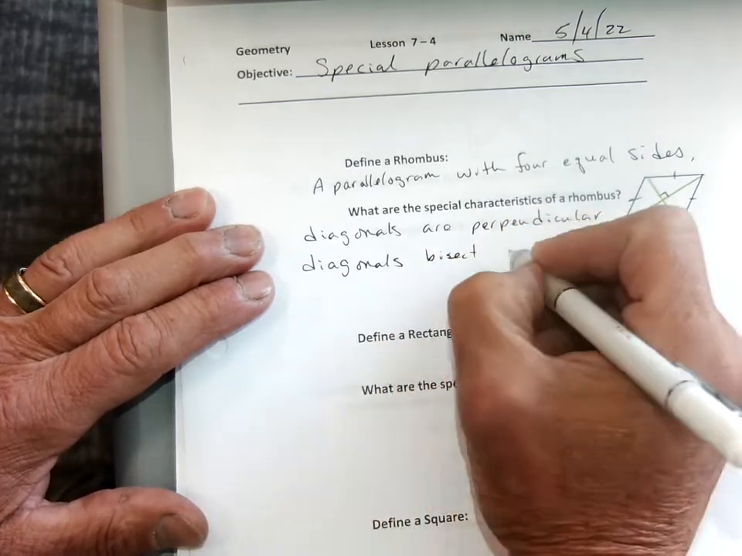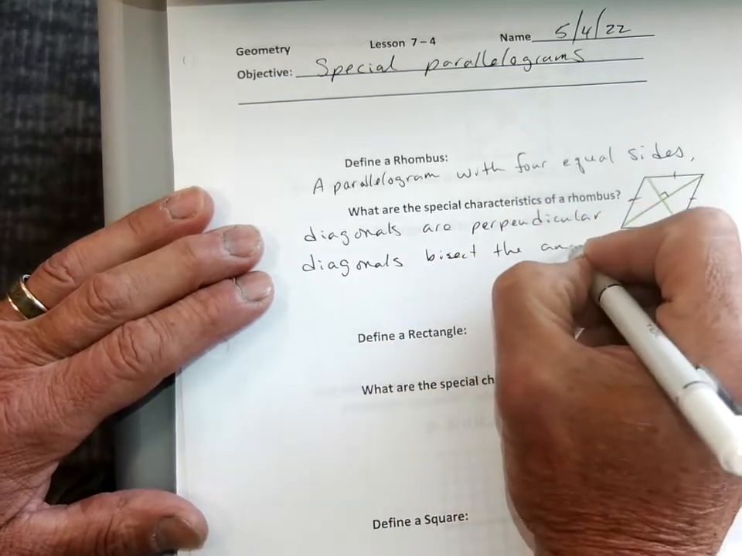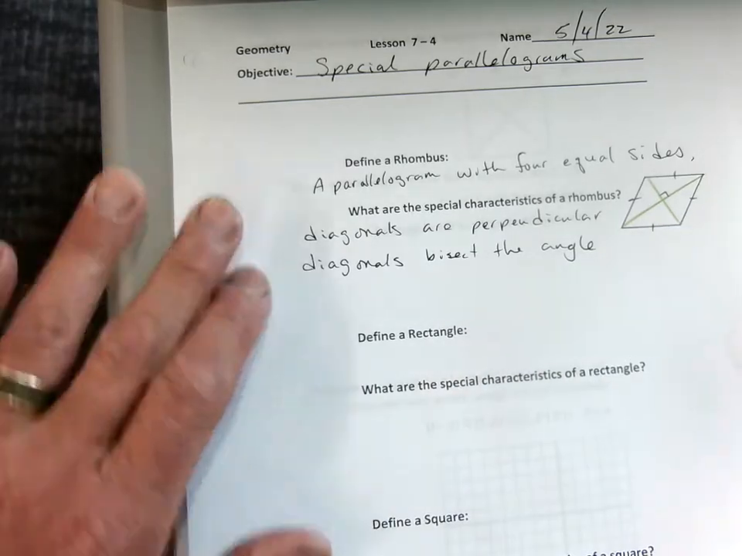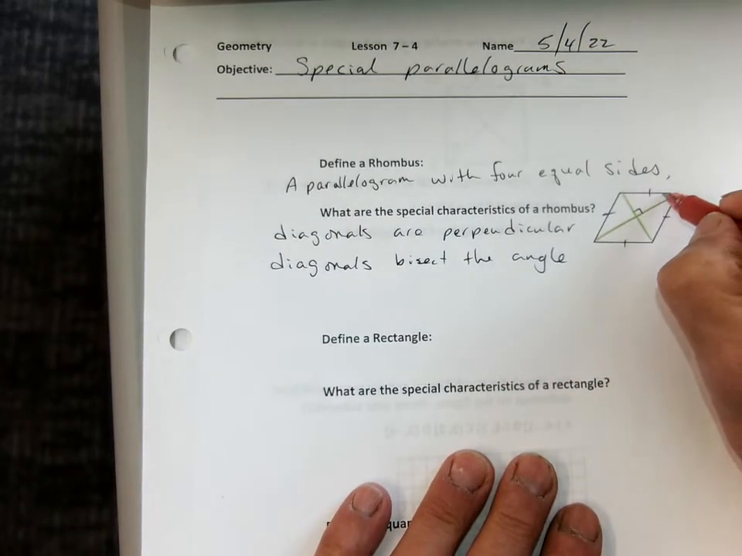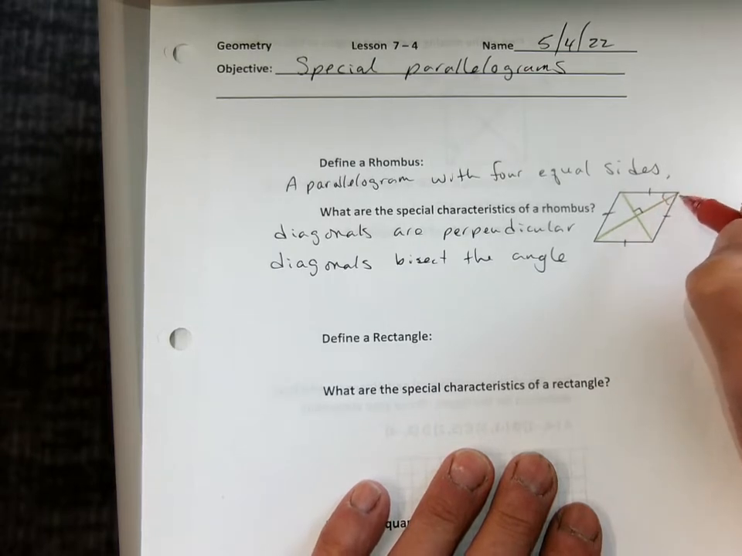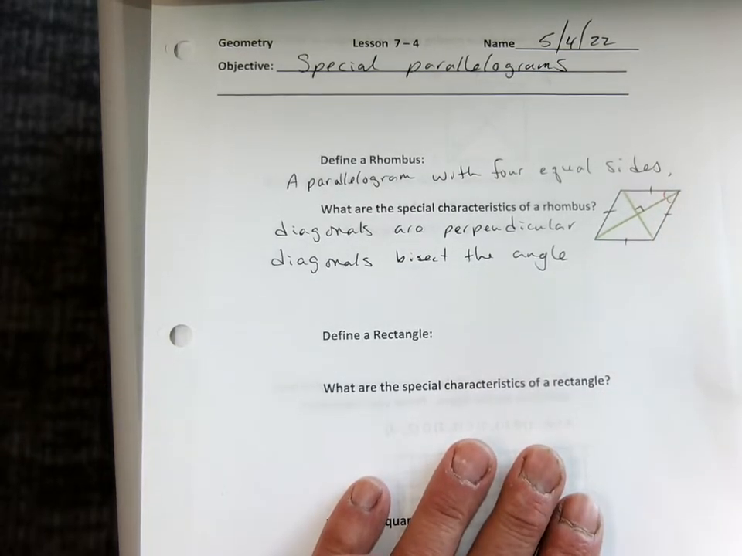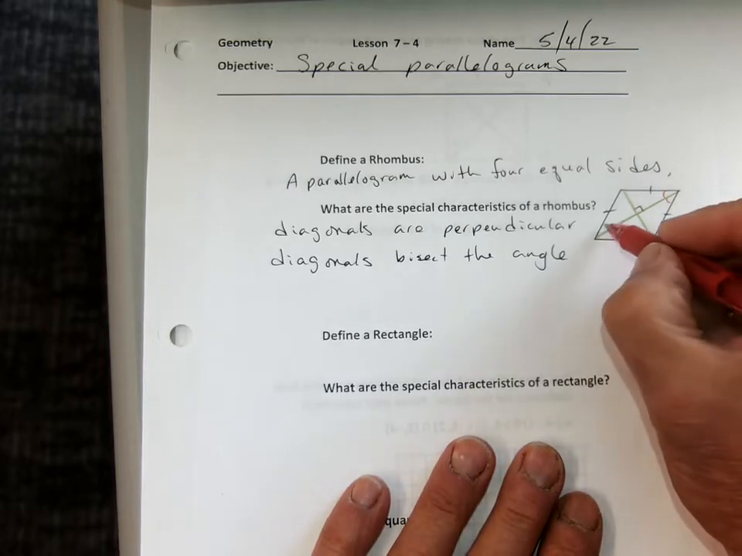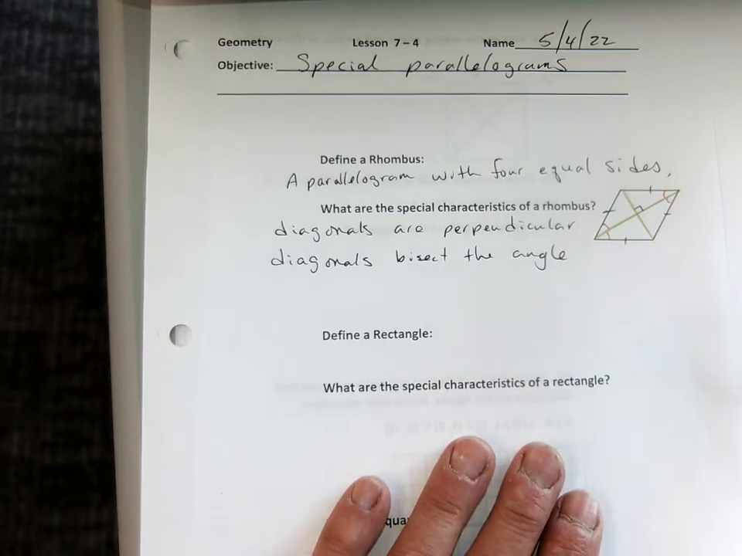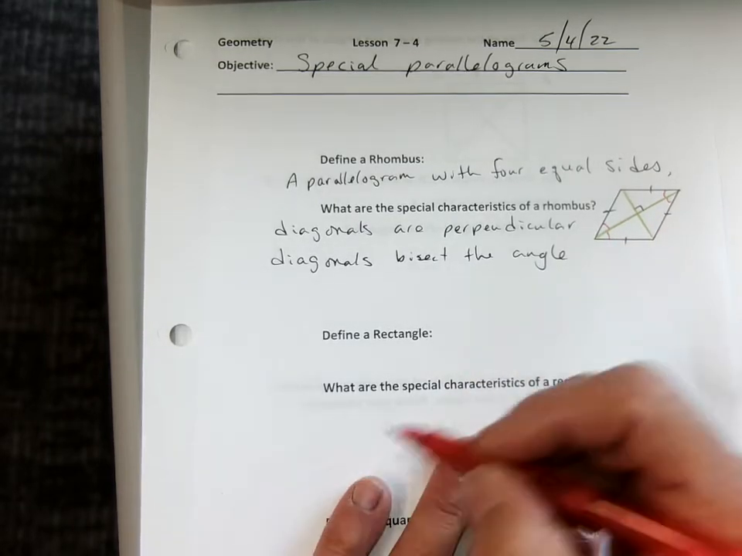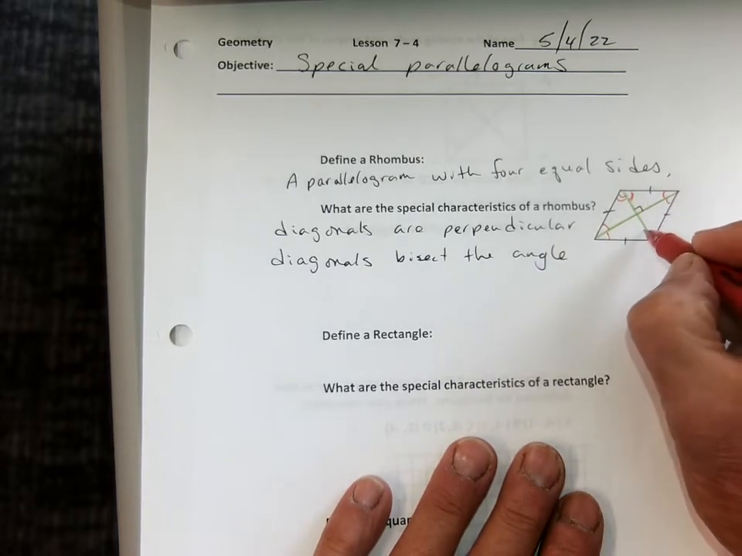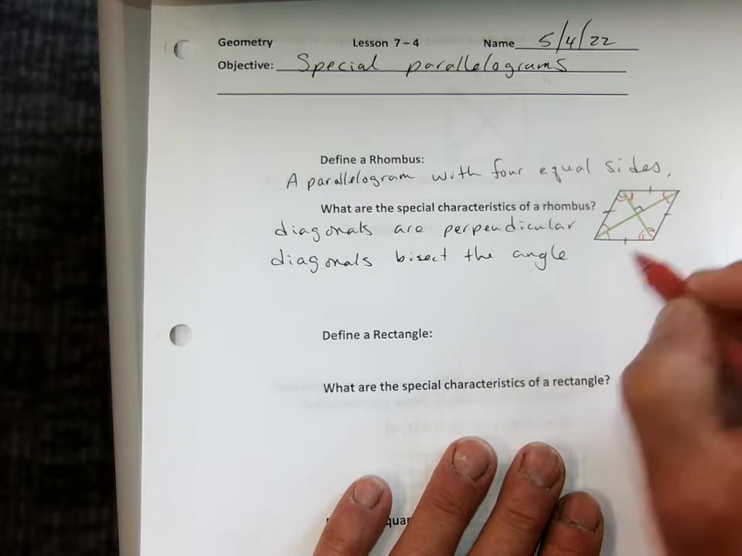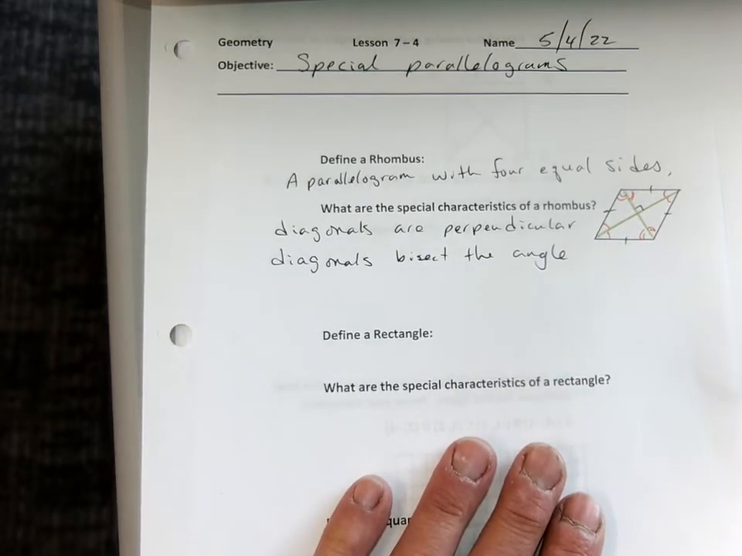We also know that the diagonals bisect the angle. So that means that that angle would have to be equal to that angle because they're bisected. And that means this angle would have to be equal to that angle because it's bisected. I know that this angle here would be equal to that angle here. Same thing there.